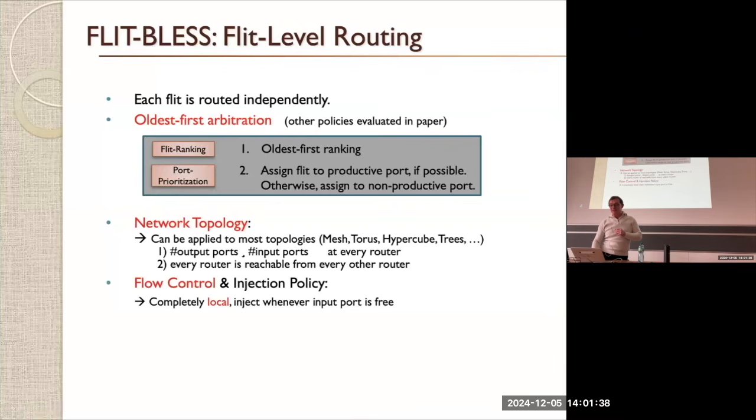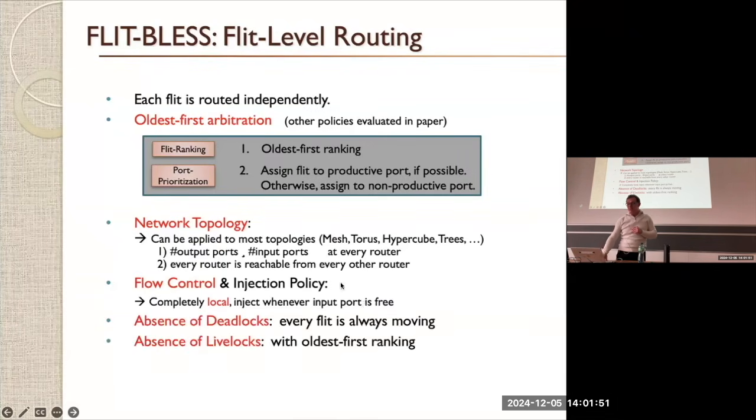So now the flow control becomes completely local. What does this mean? You don't need to check for buffer availability downstream. That communication goes away. You can inject whenever the input port is free. You don't have any deadlocks. Every flit is always moving, assuming your topology supports it. It should.